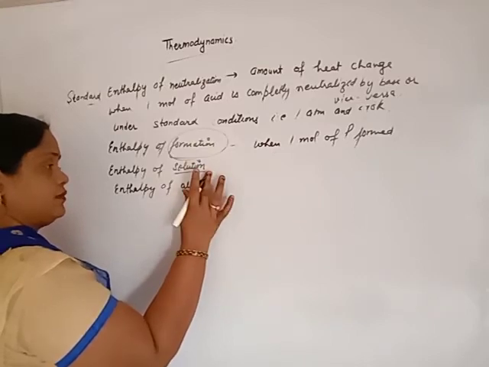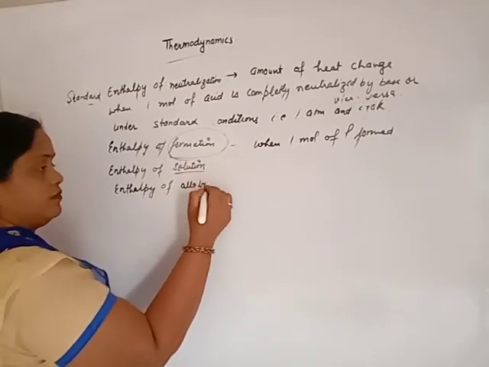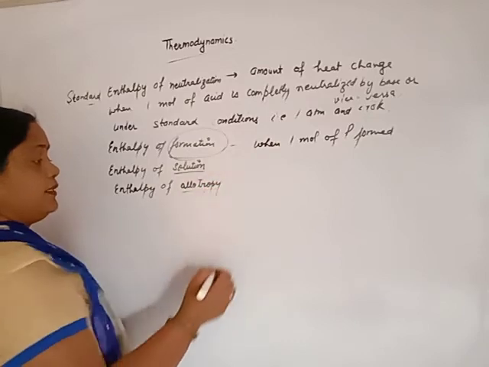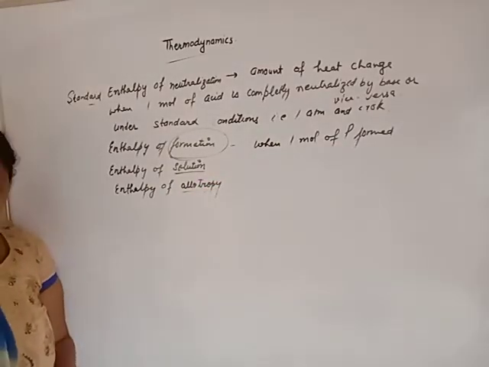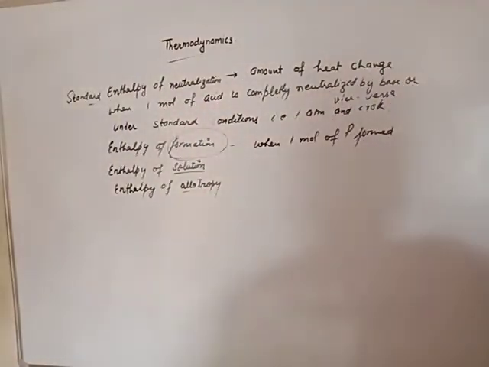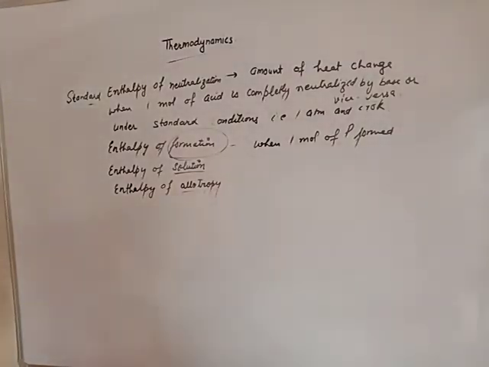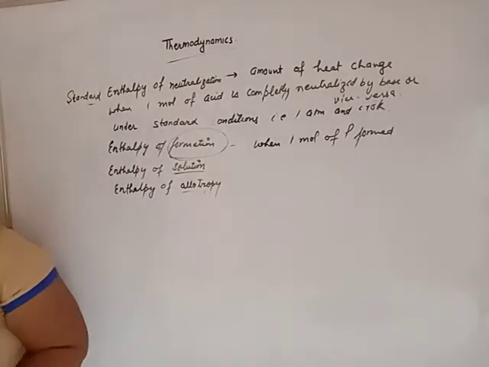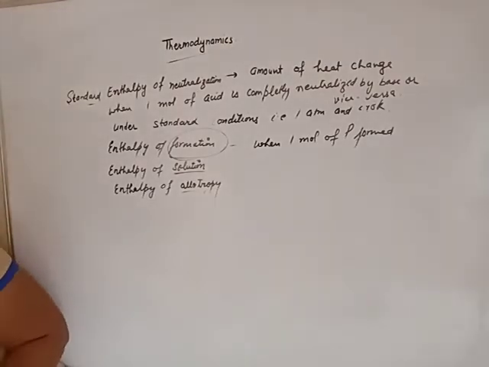Beta, enthalpy of allotropy. That means one allotropic form changes into another, for example diamond to graphite or vice versa. Diamond and graphite both are allotropic forms of carbon. The amount of enthalpy change when 1 mole of one form of substance changes into another form is known as enthalpy of allotropy.